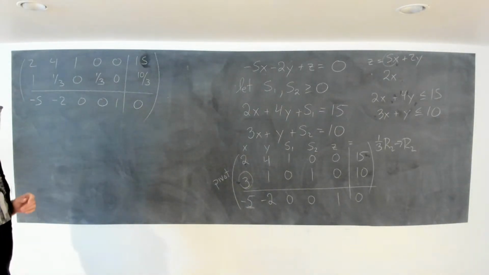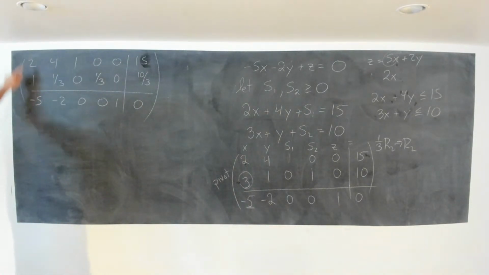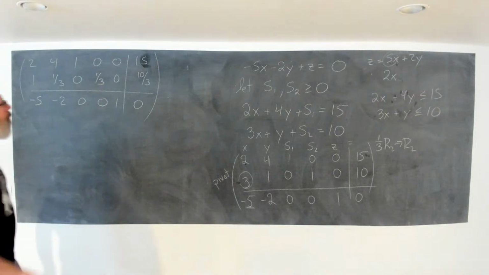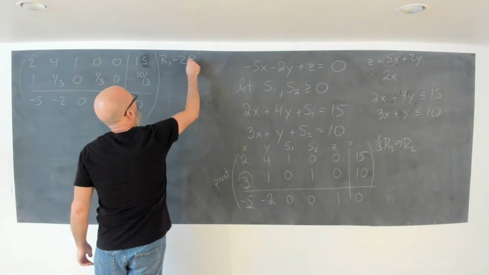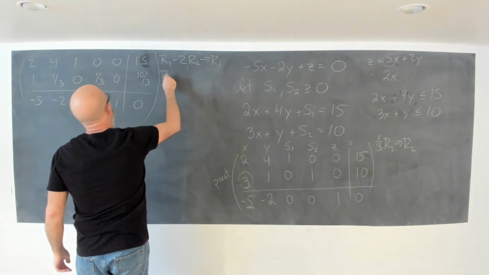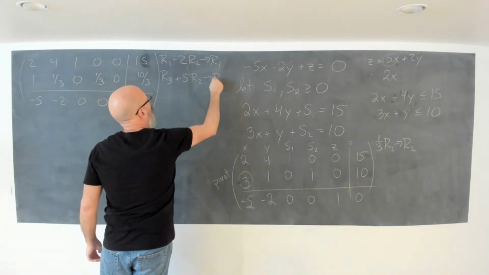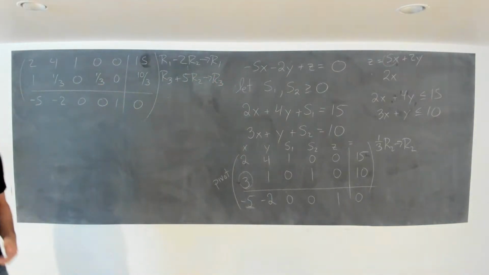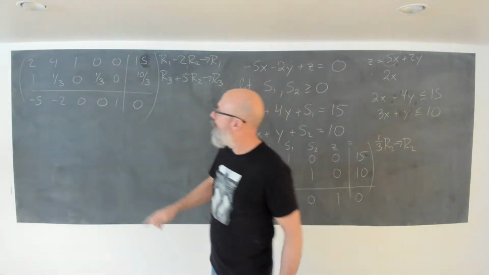We changed it into a 1, looking good. Now we're going to use this 1 to clear out the column. Right? We're doing operations based on this pivot.